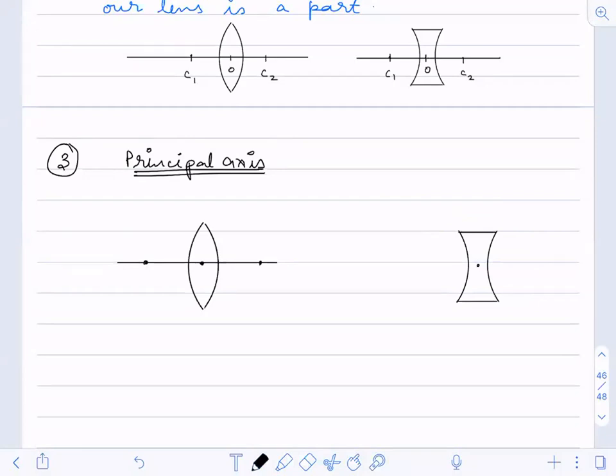So how will you define the principal axis now? The imaginary line which joins the optical center of the lens and the centers of curvature of the lens will be called the principal axis. If I draw it for the concave lens, I have already drawn the optical center. I will have the first center of curvature over here and the second center of curvature over here, and then I will draw a line which passes through all the 3 points. I will call it the principal axis.